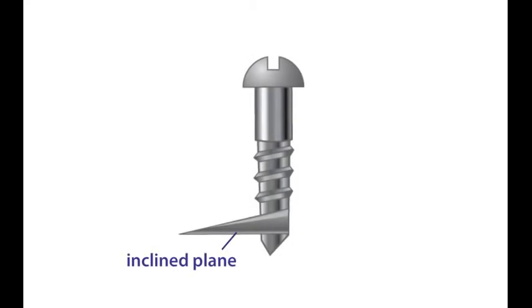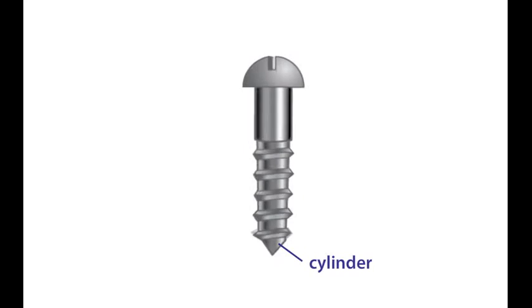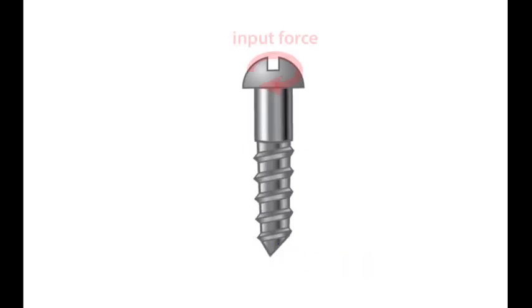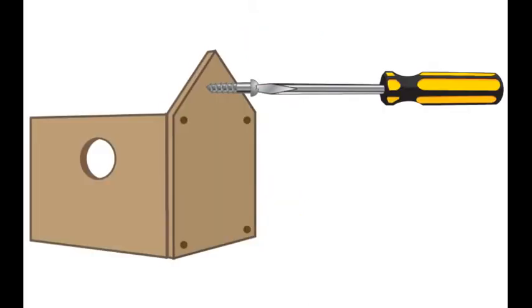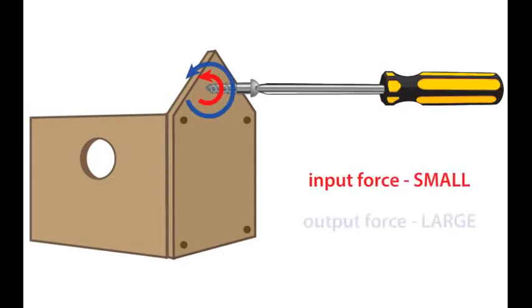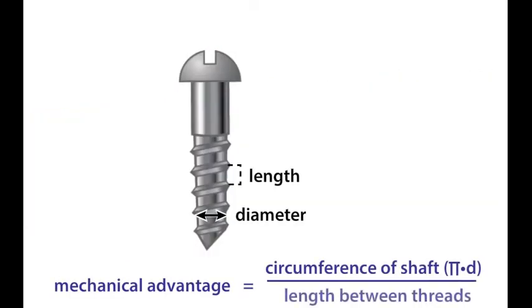A screw is an inclined plane that is wrapped around a cylinder. It increases the distance over which the input force is applied, reducing the amount of input force needed. If you think about turning a screw, it is fairly easy to turn, but you have to turn it many times. Threads that are close together increase the mechanical advantage of a screw.